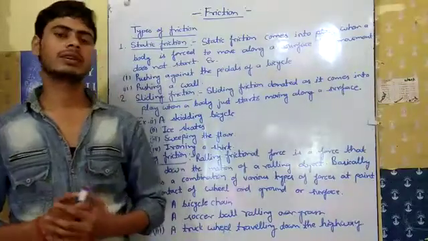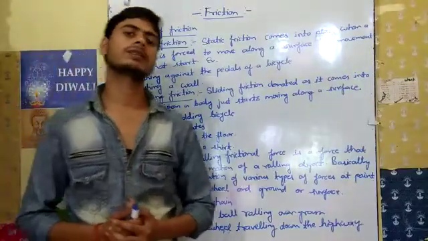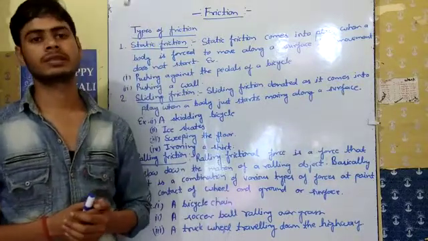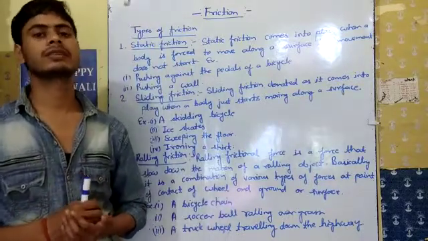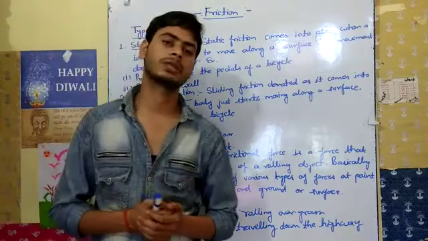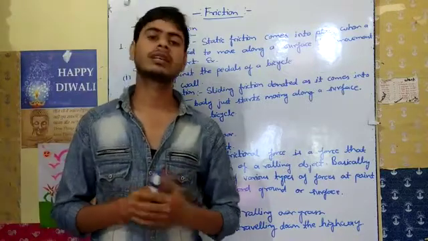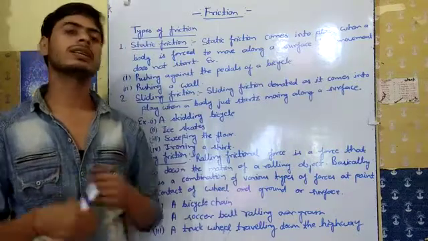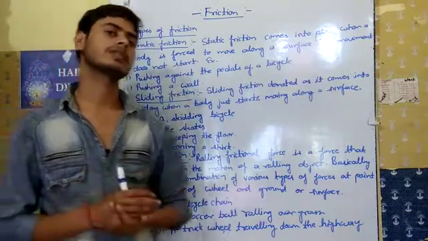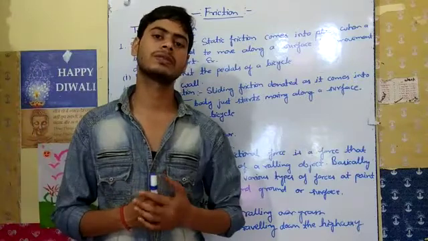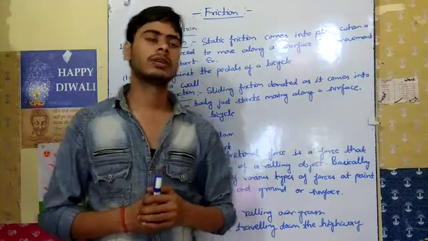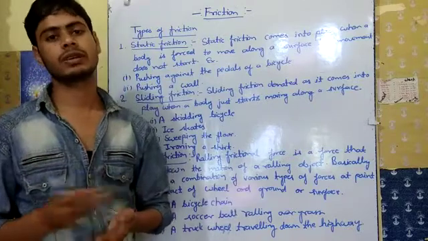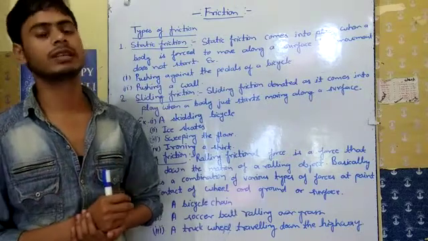Hello everyone. In the previous class, we discussed the factors on which friction depends. The first one is roughness, and the second one is smoothness. That means if we increase the roughness, then the friction will increase, and if the surface is smooth, then the friction becomes very low. So we discussed in previous classes the factors on which friction depends.